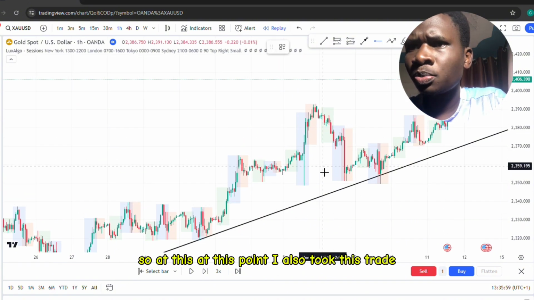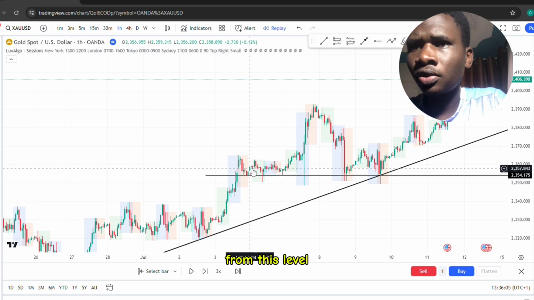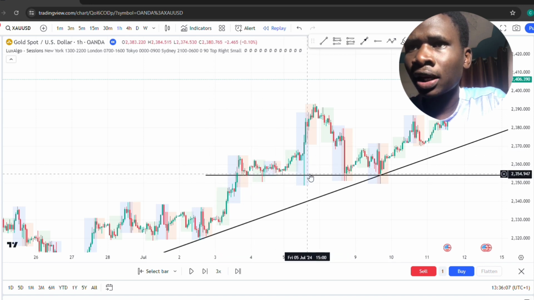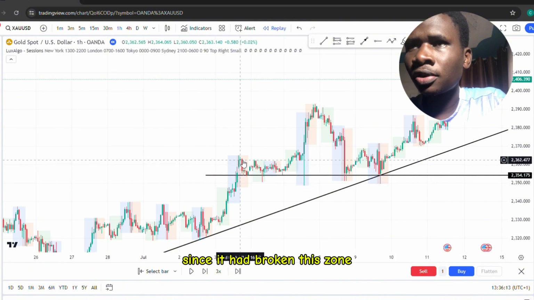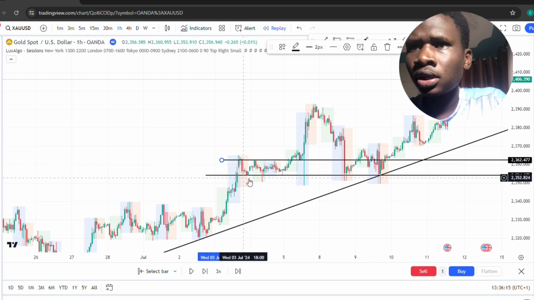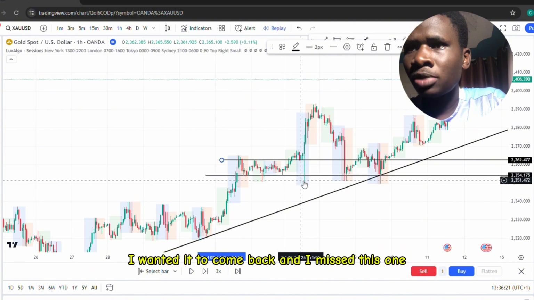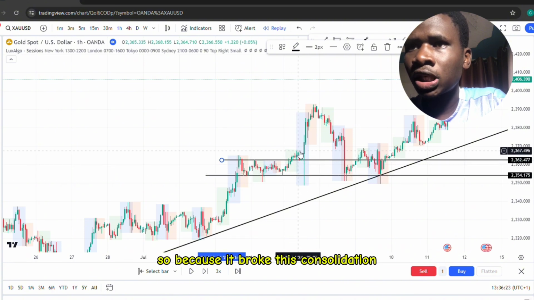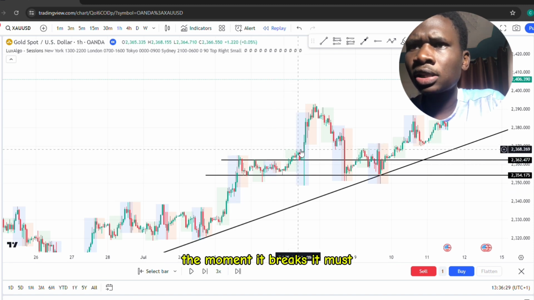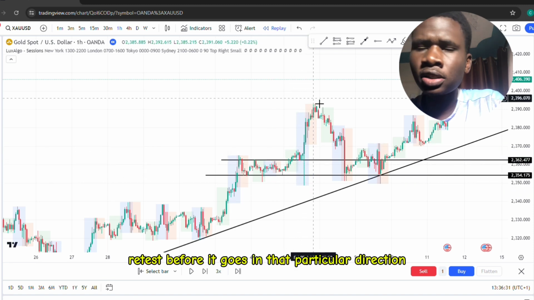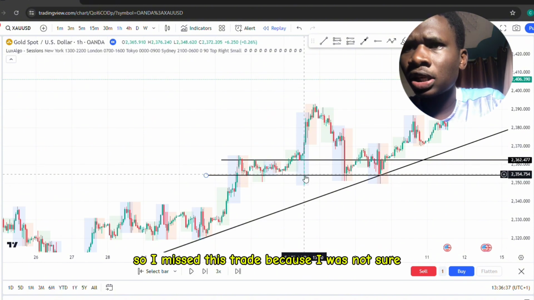So at this point, I also took this trade from this level. There was a lot of resistance on this zone, and the liquidity had been taken. So I was waiting for the reaction from this point. Since it had broken this zone, it had broken this consolidation, I wanted it to come back, and I missed this one. Because it broke this consolidation, we call it break and retest. The moment it breaks, it must retest before it goes in that particular direction that it had broken before. So I missed this trade because I was not sure.